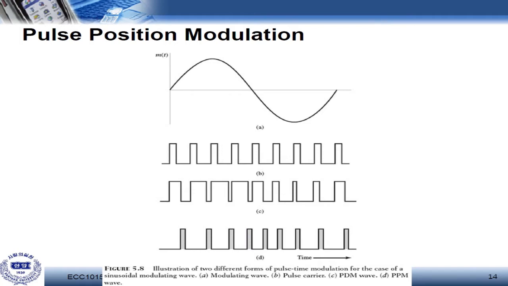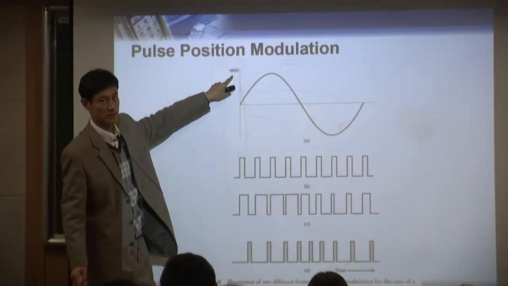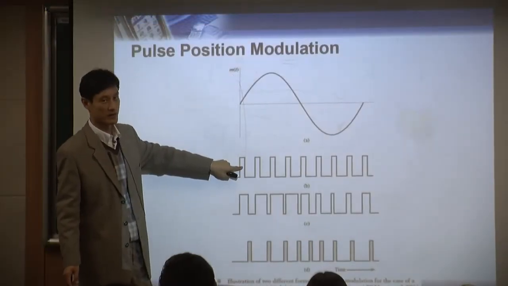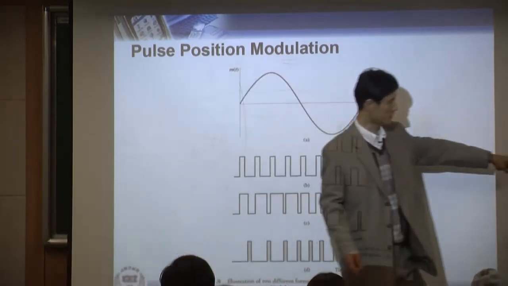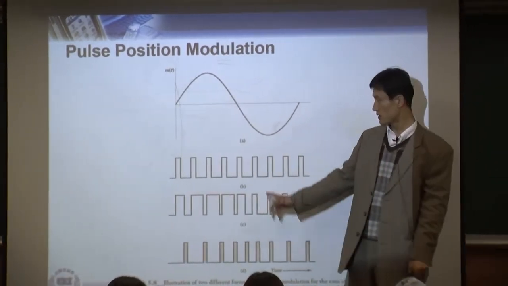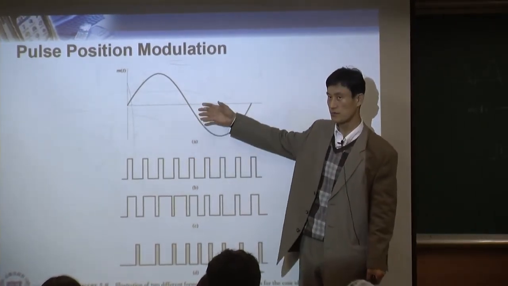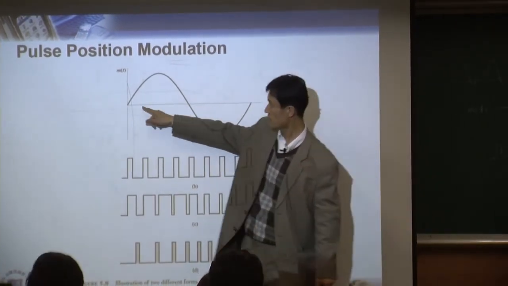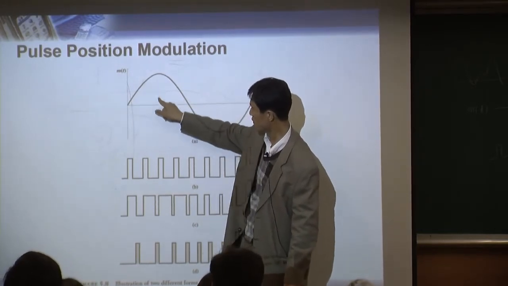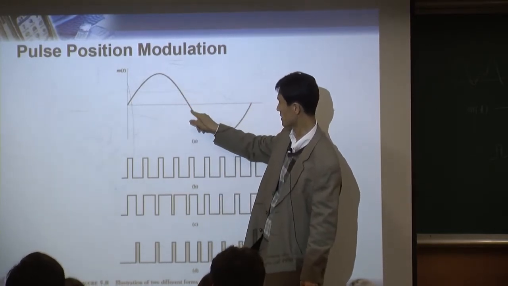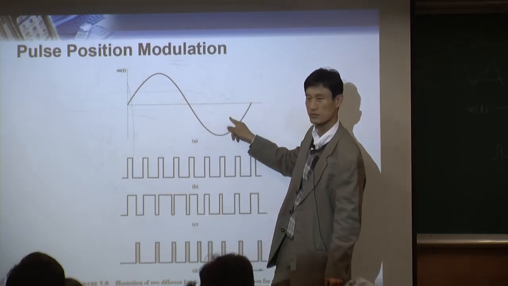This is our original message m(t) as an example. And this is a pulse carrier. Pulse carrier, this one, pulse carrier. This is a pulse carrier. So when you multiply this pulse carrier into your message, now you're going to get the pulse amplitude modulation, something like that, right? That's a pulse amplitude modulation.